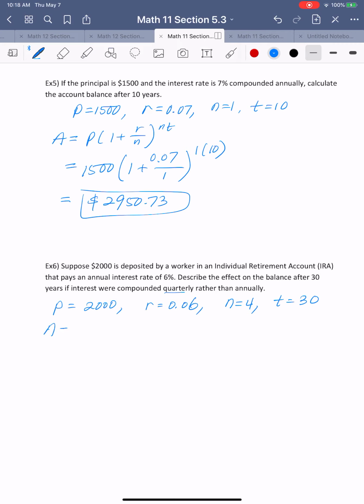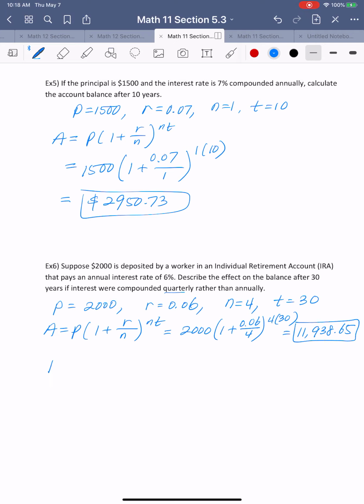So A equals P times (1 plus R over N) to the N times T. And then you get 2000 times (1 plus 0.06 over 4) to the 4 times 30, and then you get $11,938.65. Yeah, pretty good, right?